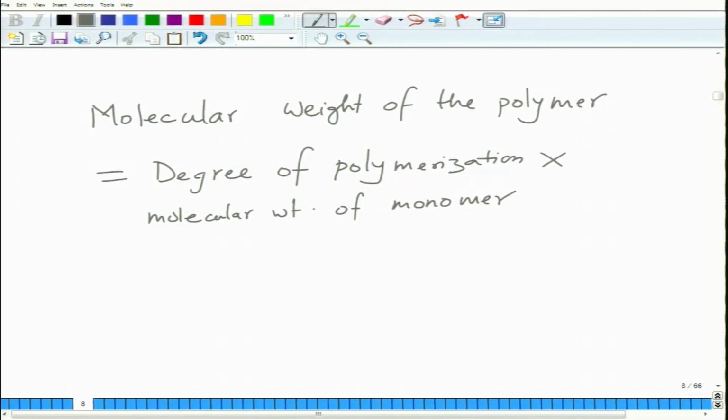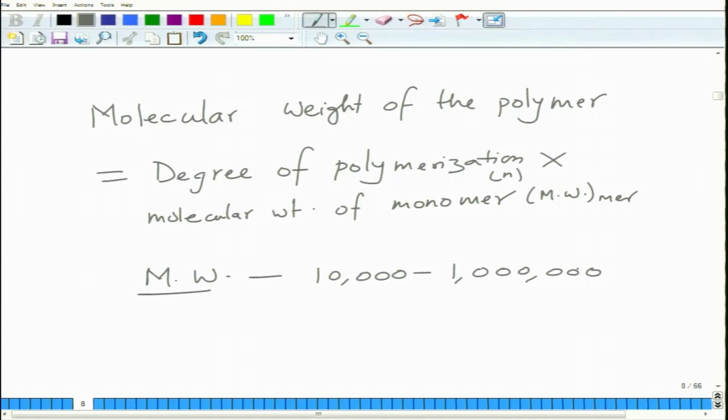Okay. So basically this is N, this is MW mer, and this is the molecular weight of the polymer. Typically the molecular weights range between 10,000 to a million. Okay. So they can contain from low to high molecular weight, but these molecular weights are significantly higher.